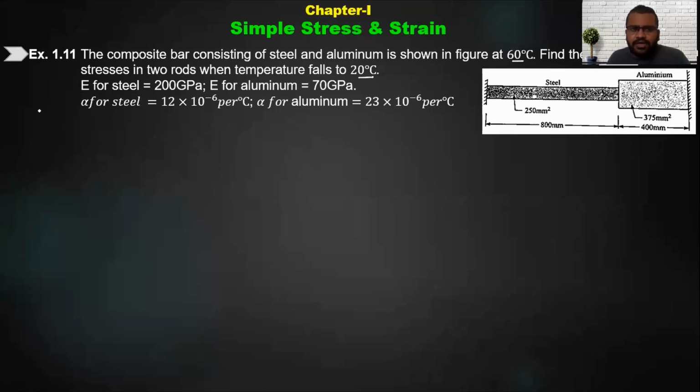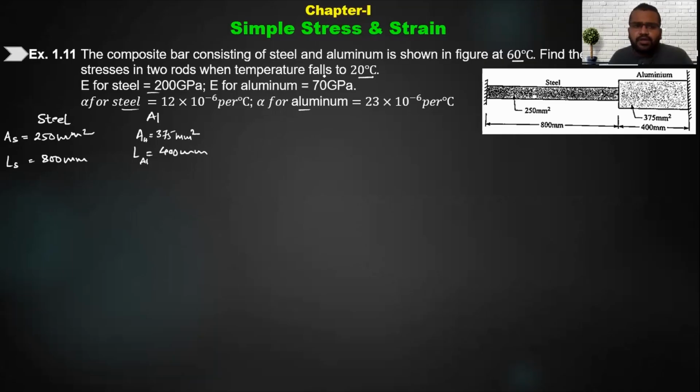The very first thing, we will write down the data which is given. So let's write down the data, steel and aluminium. The area of cross section of steel is 250 mm square, and the area of cross section of aluminium is 375 mm square. The length of aluminium is 400 mm, and the length of steel is 800 mm. That is given in the problem, and alpha and E are also given.